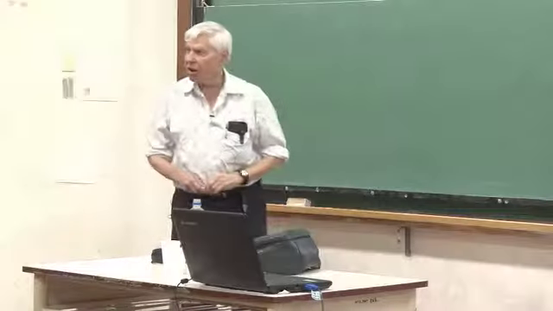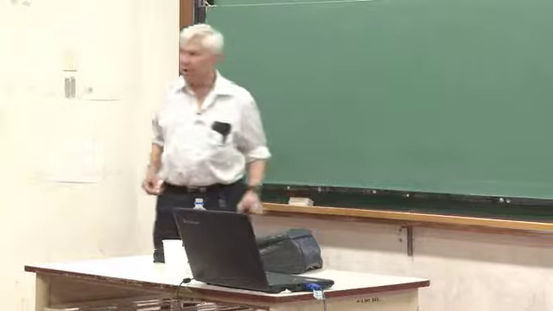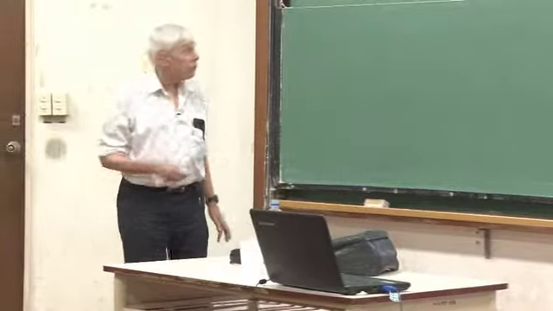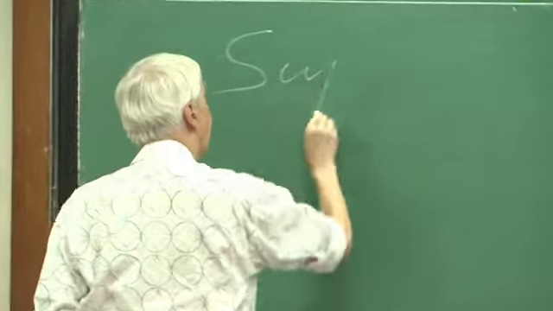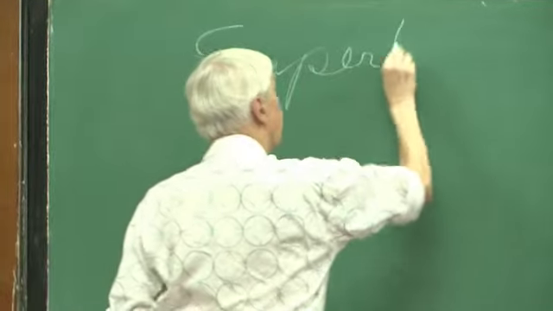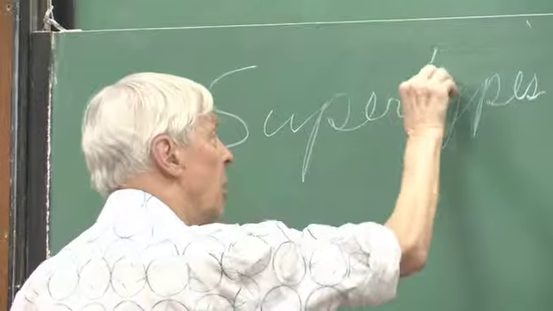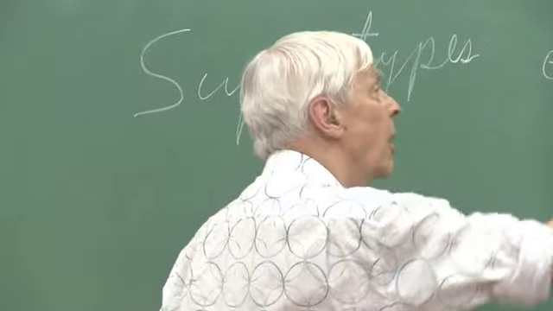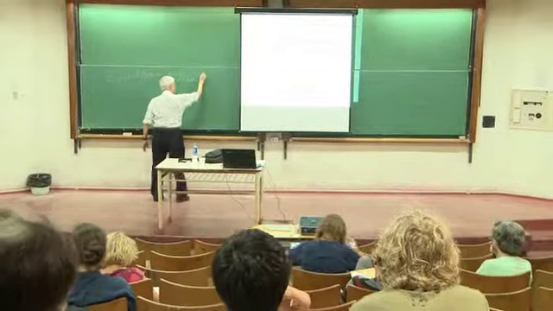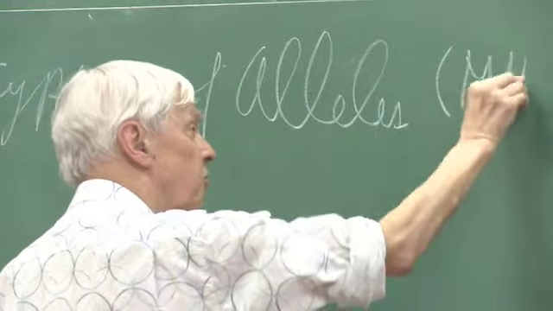Yeah, so I'd like to talk about today, well, one way of expressing these things is in terms of supertypes. Supertypes of a certain class of object called alleles. So this would be of alleles, and that's associated to this group of alleles we write sometimes MHC2.